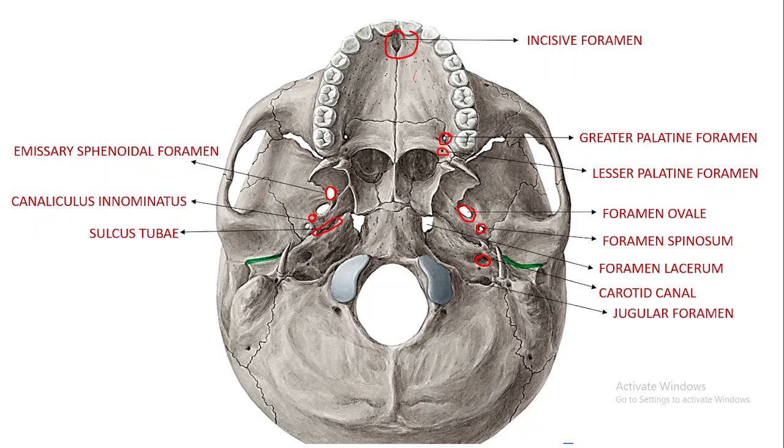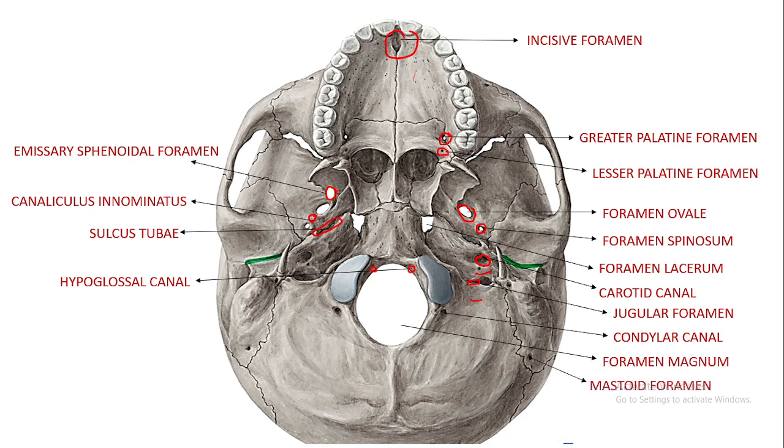Then jugular foramen. Here, between the petrous temporal bone and occipital bone, there is presence of a foramen in the medial end. This is called as jugular foramen. Hypoglossal canal, which is present in the anterolateral border of foramen magnum, here and here, both the sides, is called as hypoglossal canal. Then condylar canal, which is present posterior to the occipital condyles, foramen magnum, mastoid foramen or sphenomastoid foramen.